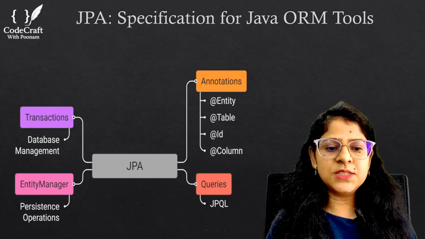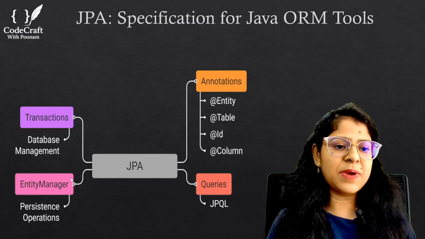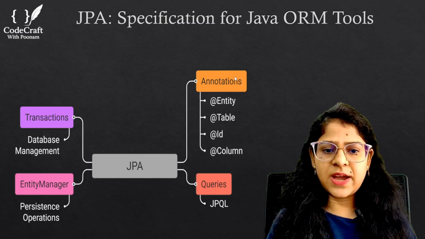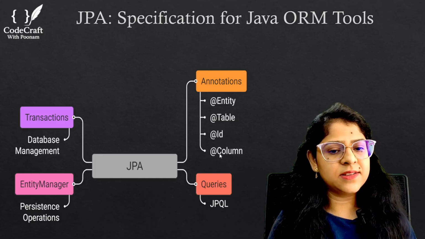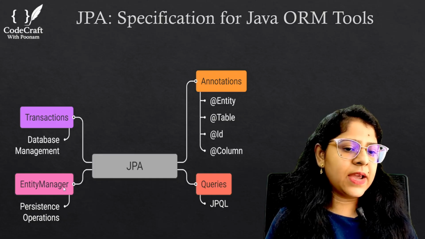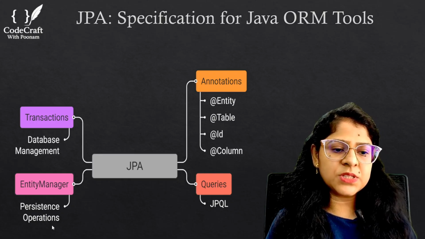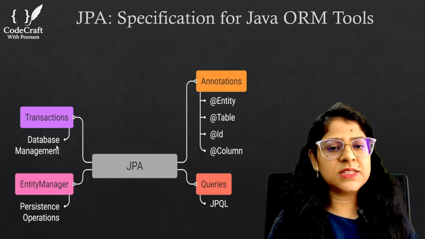Here you can see that JPA is a specification which has annotations, queries, entity manager, and transactions. As I told you, annotations like @Entity, @Table, @Id, @Column, and queries like JPQL. The entity manager is used for persistence operations, and transactions manage the database.